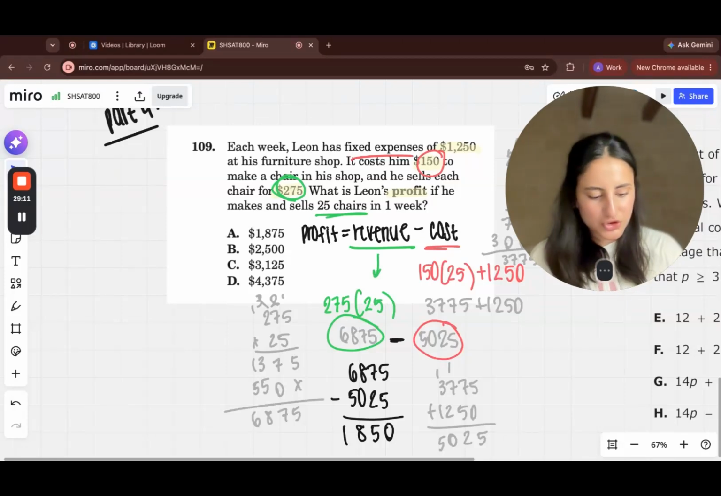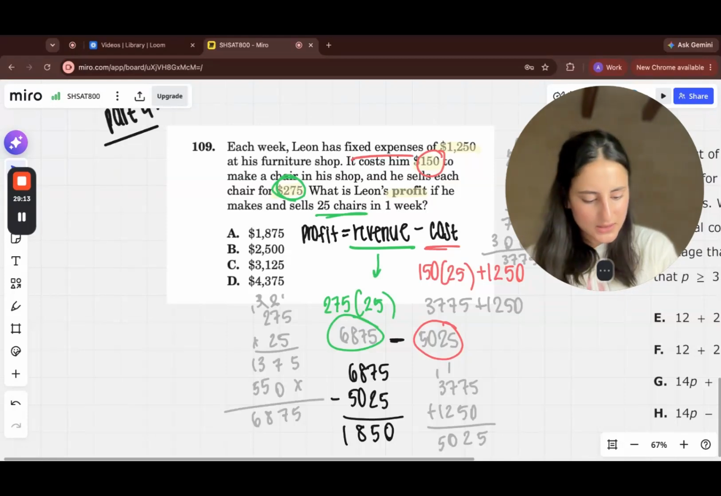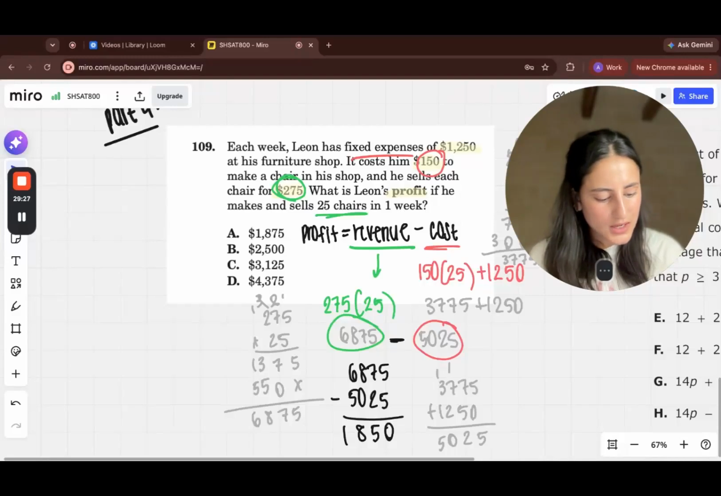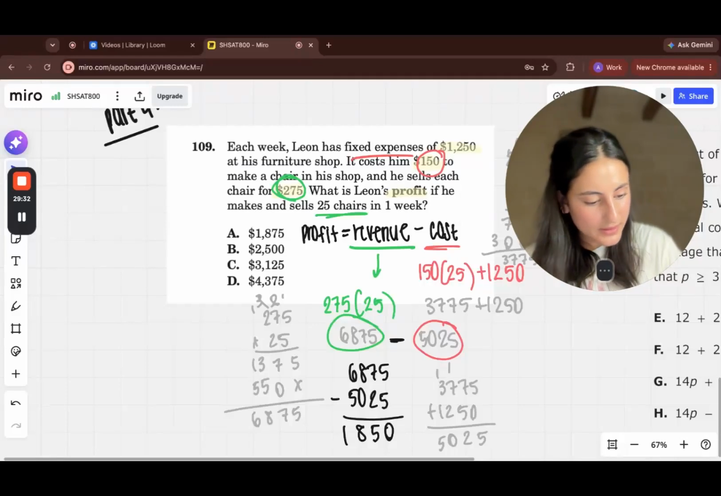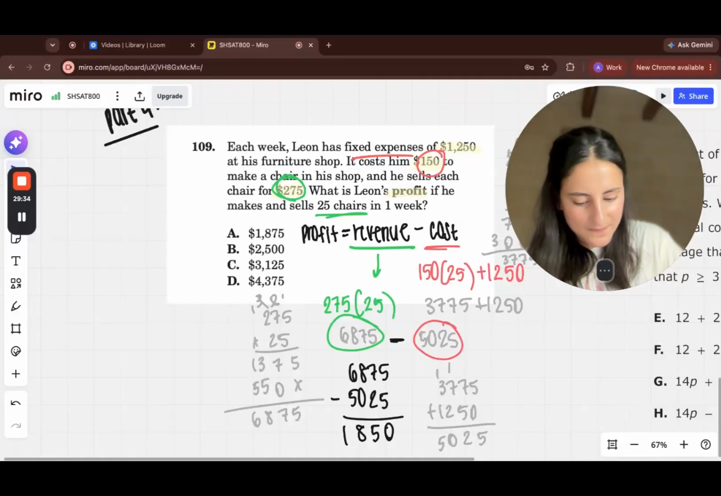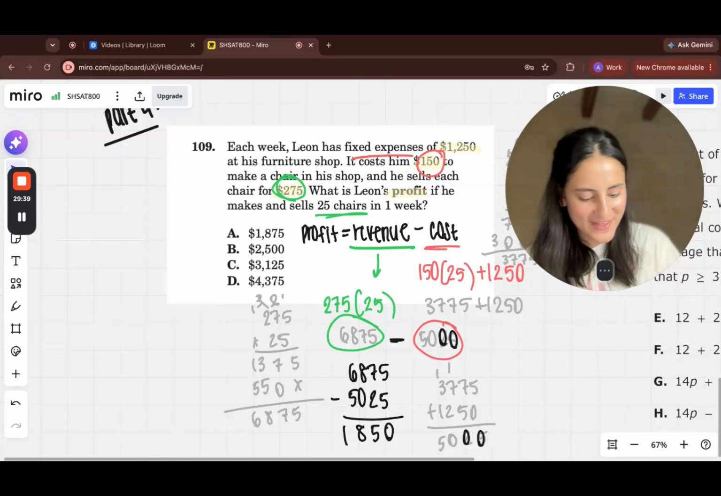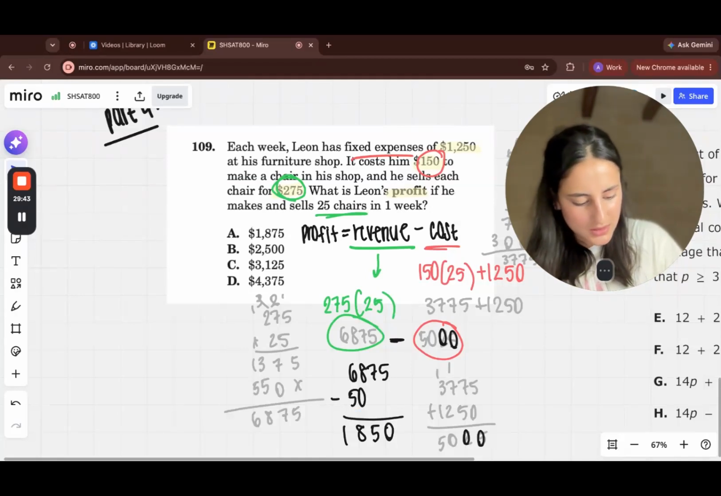Let me quickly just double check my math here for 1 second. 275 times 25 is 6,875. And then I'm going to make sure the other side looks correct. Plus 1,250. I think when I added these together, somewhere along the lines, I messed up. So this is supposed to be 5,000. By the way, just wanted to point that out. This should be 5,000.